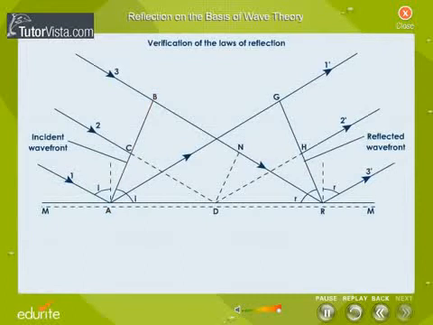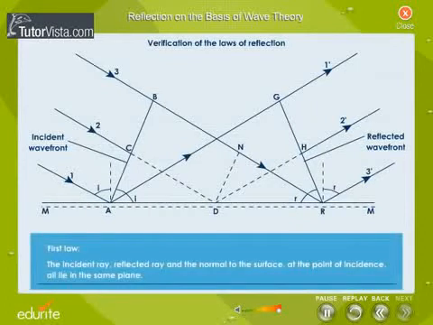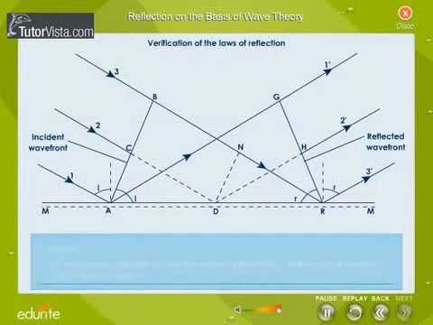Since the incident wavefront AB, the reflecting surface mm, and the reflected wavefront RG are all perpendicular to the plane of the paper, normals to them also lie in the same plane. But the normals to AB and RG are the incident ray and the reflected ray respectively. Hence, it can be stated that the incident ray, reflected ray, and the normal to the surface at the point of incidence all lie in the same plane. This proves the first law of reflection.